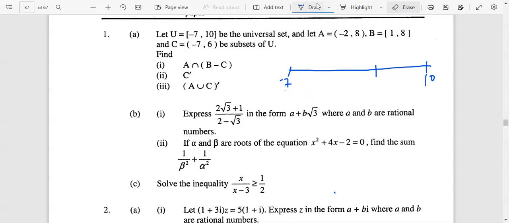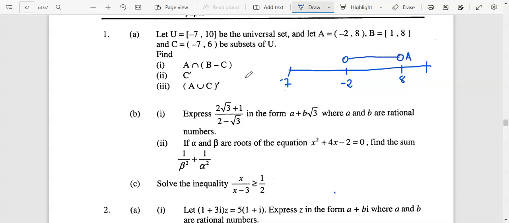For the next one, we want A union C complement. Now the first thing that I'm going to do is show A union C. We know that A is starting from -2 to +8. So -2 here, +8 here. We are not including any.